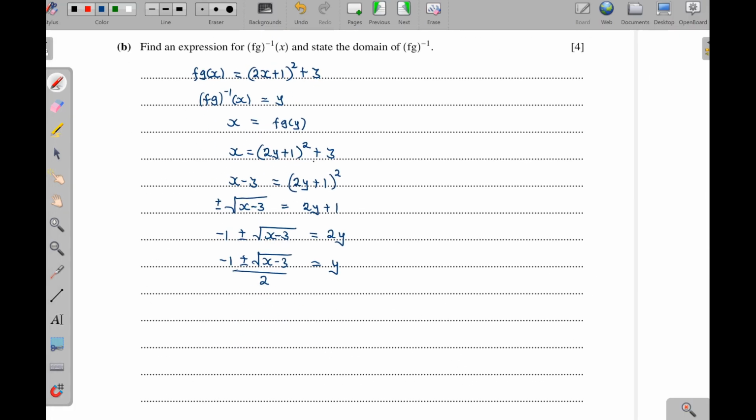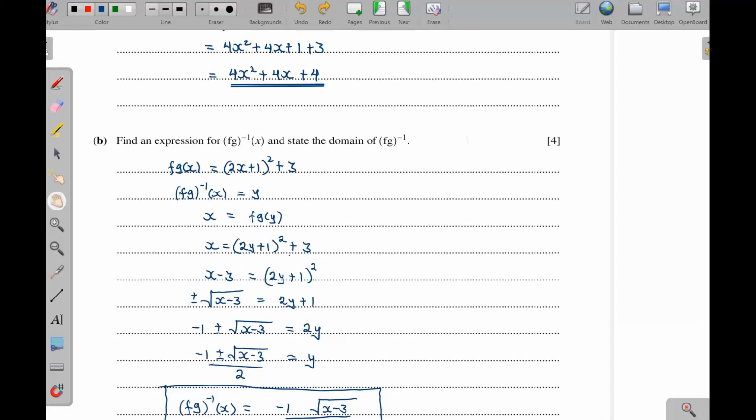Then this means that our (fg) inverse of x is going to be negative 1, then the square root of x minus 3, then here we put a 2, like that. But we need to choose a sign, plus or minus. Remember, a function is said to have an inverse if it is 1 to 1. Are we there? It must be 1 to 1. So you cannot have plus or minus.